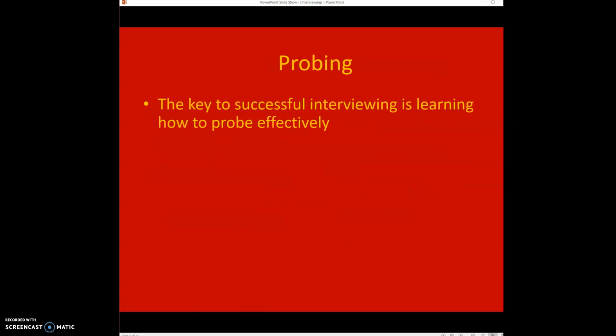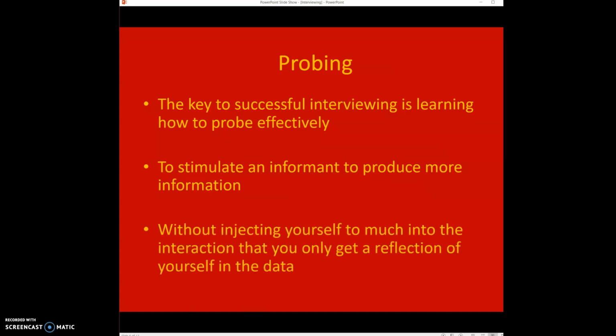Probing. The key to successful interviewing is learning how to probe effectively. This is a time where it's really important that we have this face-to-face opportunity, because I'm going to show you some ways that you can probe and get more information from a person without making them feel defensive. What we're trying to do is stimulate an informant to produce more information than what they might necessarily have wanted to give before. And there are times, if it's a controversial topic, that they might not be willing to do that. But there are certainly techniques we can employ to get better at that.